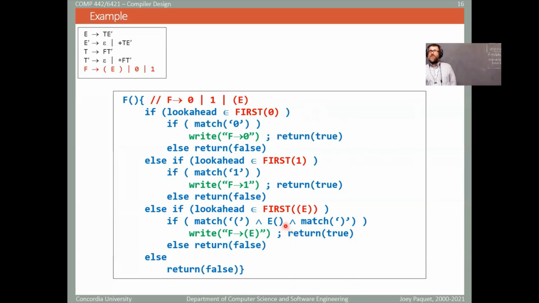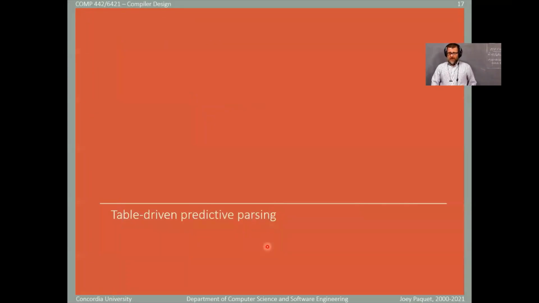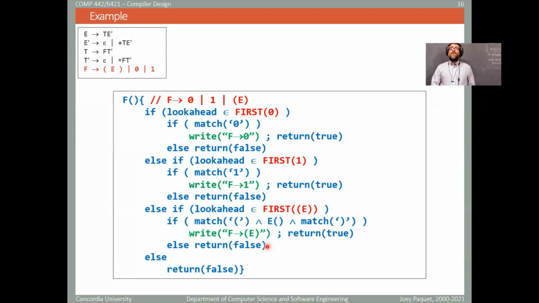And then once I've successfully parsed this E, then I should have the matched close parenthesis. So then I've successfully parsed an E between parentheses, and I return true. If any of these does not match, for example, if I have an open parenthesis that successfully parses an E and there's no matching close parenthesis, essentially here I would have a mismatched parenthesis, a syntactical error. Okay, so that's how you do the recursive descent predictive parser.